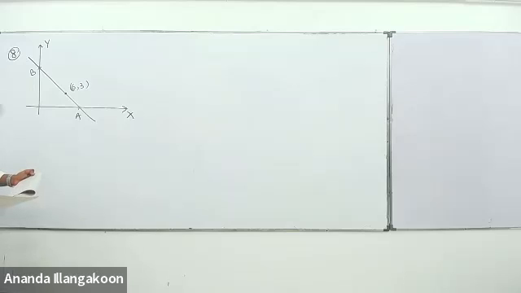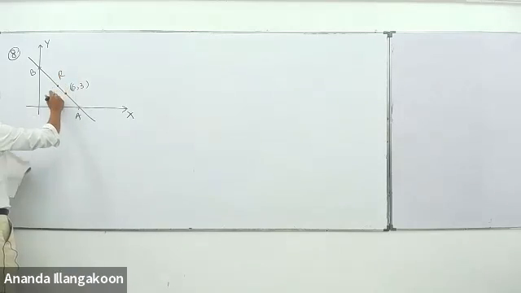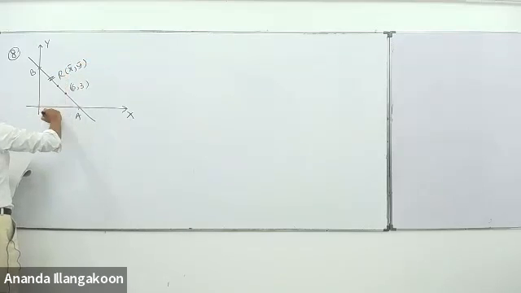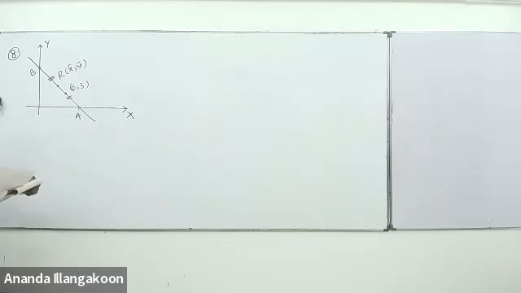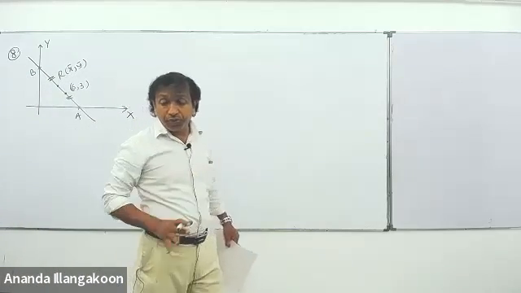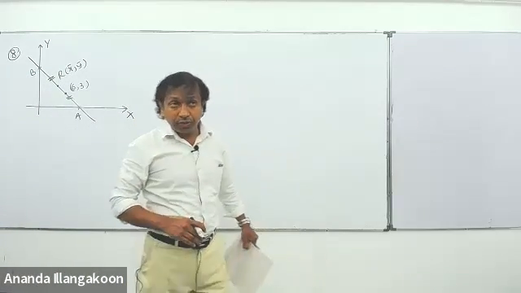Let R be the midpoint of AB. R is the midpoint here. I'll take its coordinates as x bar, y bar. Now what is asked there? Show the locus of R. Can you tell me the way of creating a locus?